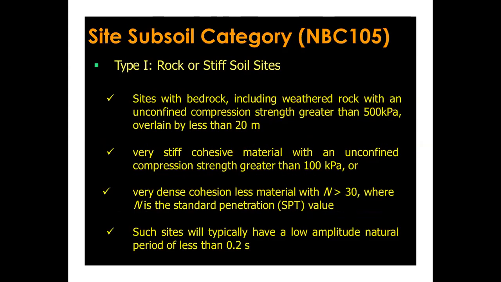Next, site subsoil category, which is given as criteria in NBC 105. Type 1 is a rock or stiff soil site. Sites with bed rocks, including weathered rock with an unconfined compression strength greater than 500 kilopascal, overlain by less than 20 meter. Very stiff cohesive material with an unconfined compression strength greater than 100 kilopascal. Or very dense cohesionless material with N greater than 30, where N is the standard penetration SPT value. Such sites will typically have a low amplitude natural period of less than 0.2 seconds.